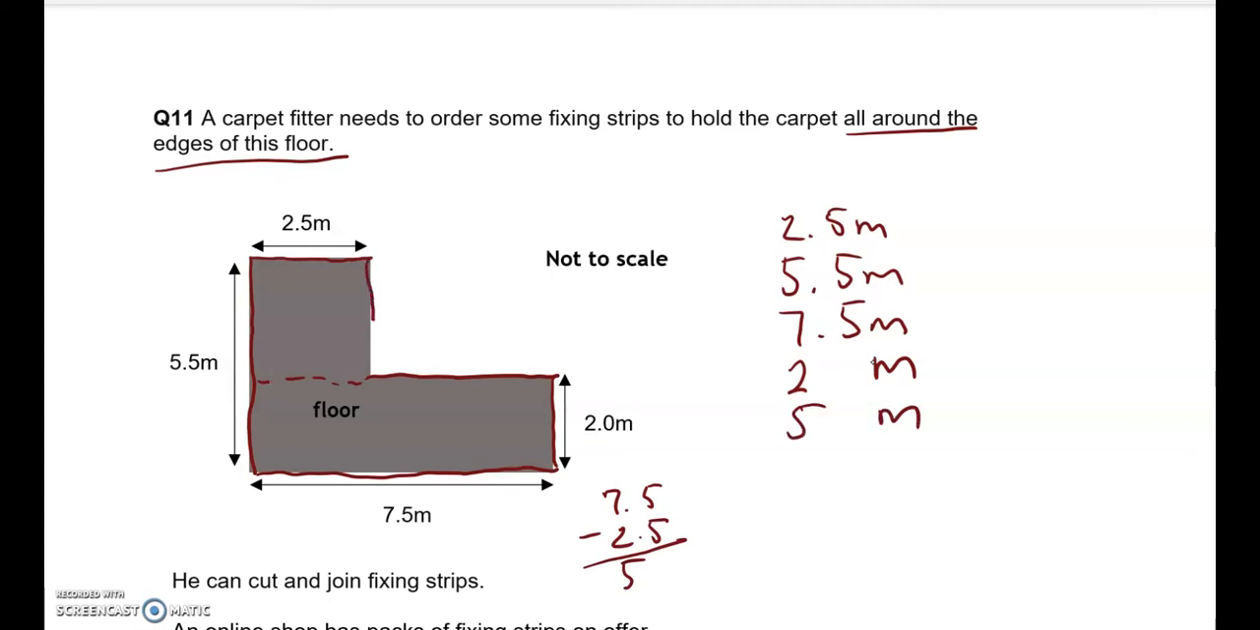And finally, this length here, which is worked out by taking away 2 meters from 5.5. Which leaves us with 3.5.